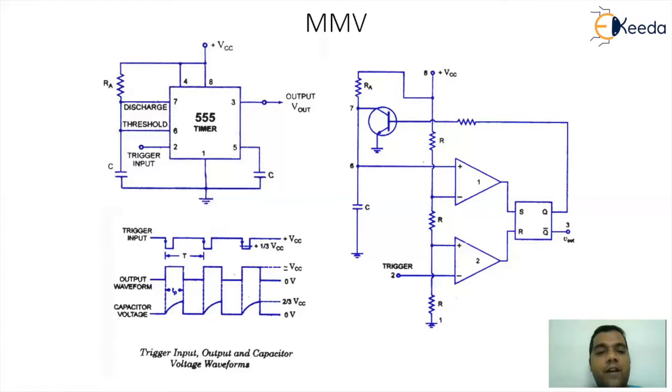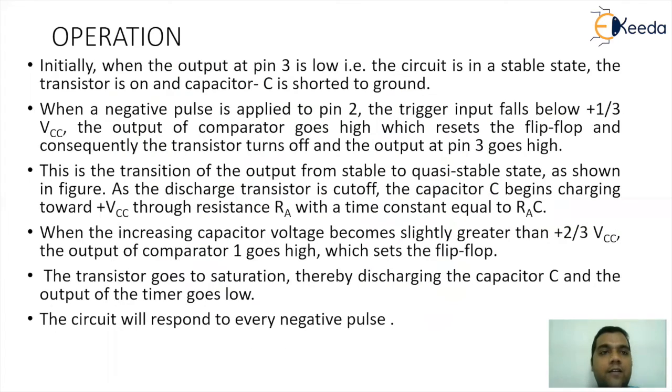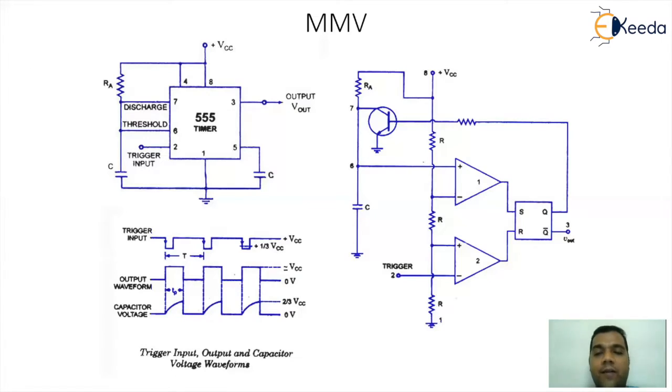Now we will try to understand how the entire monostable circuitry will operate. I have discussed the operation in this slide. Here you can see how the entire operation will happen, but I will try to explain everything with respect to the internal circuitry diagram. So going back to the circuitry diagram, we will have a small discussion regarding this. Now let's check how the operation will happen.